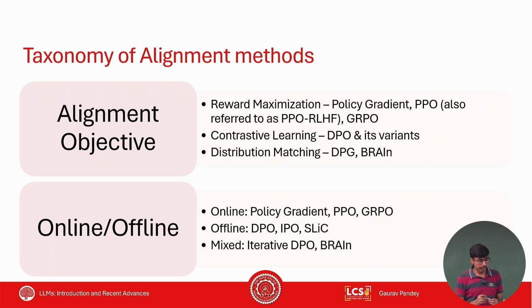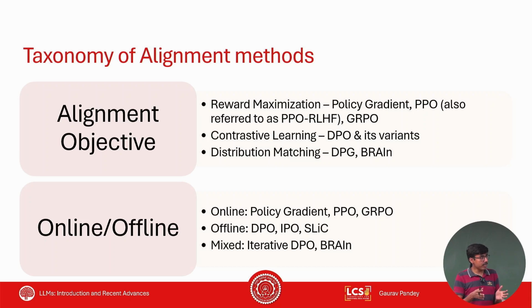The second classification is whether you want to do this alignment in an online fashion or an offline fashion, or a hybrid between the two. So what do I mean by online? Online means that you have the model that you care about, and you want to improve it, you want to train it, but you want to train it using its own samples as the model evolves. So that is called online training.